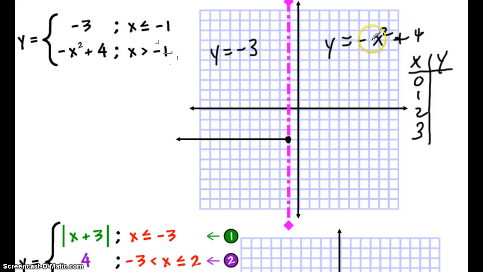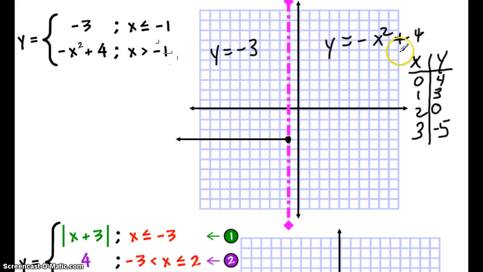0 squared is going to be 0 plus 4. Plug in 1. 1 squared is 1. Take the opposite of 1. That's -1 plus 4 is 3. Plug in 2. 2 squared is 4. Opposite of 4 is -4. -4 plus 4 is 0. And now let's put in 3. 3 squared is 9. -9 plus 4 is -5.